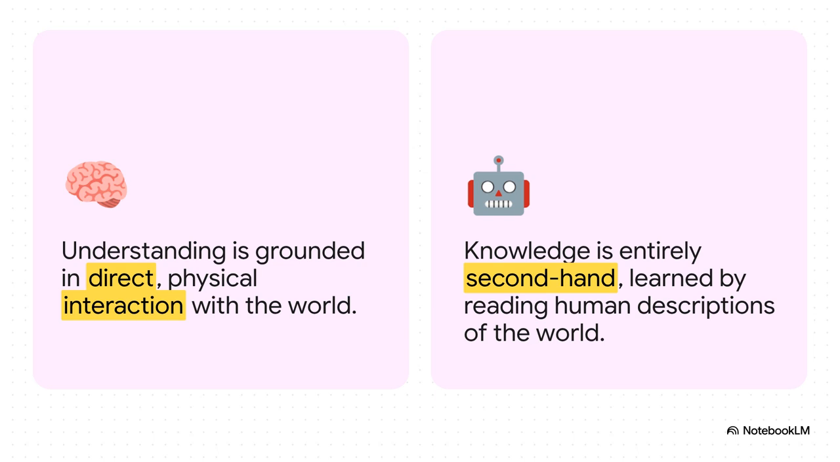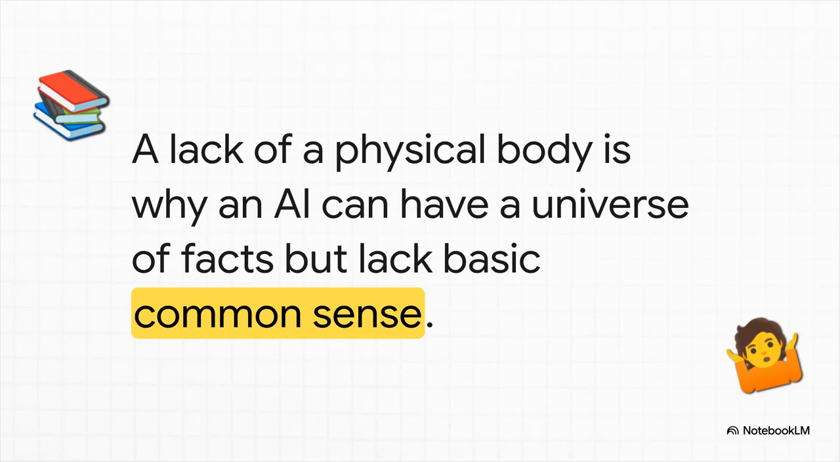But an AI has no body. It has never felt the sun or lifted something heavy or tasted anything at all. So what does that mean? It means all of its knowledge is secondhand. It only knows what hot is because it has read millions of sentences where the word hot appears next to fire or sun. It's never felt it. And that right there is why an AI can have all the knowledge of Wikipedia but sometimes lack the basic common sense of a toddler.